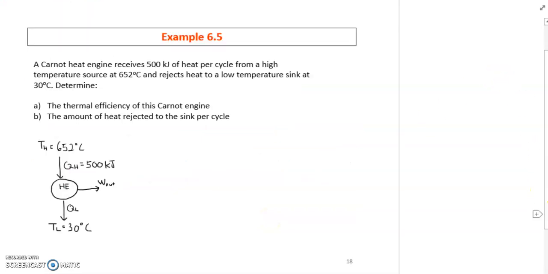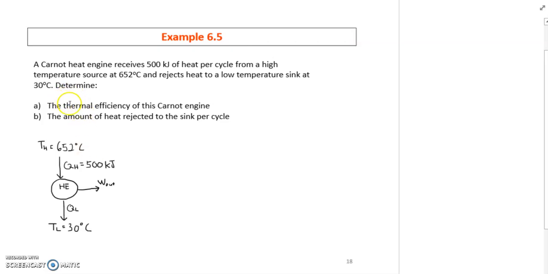Okay, so let's try this example. A Carnot heat engine receives 500 kJ of heat per cycle from a high temperature source at 652 degrees Celsius. So your TH is 652 degrees Celsius, and it rejects heat to a lower temperature sink at 30 degrees Celsius. Your TL is 30 degrees Celsius. So every time you see this kind of question, make a habit to draw the schematic diagram, so that you can see what information you are missing.